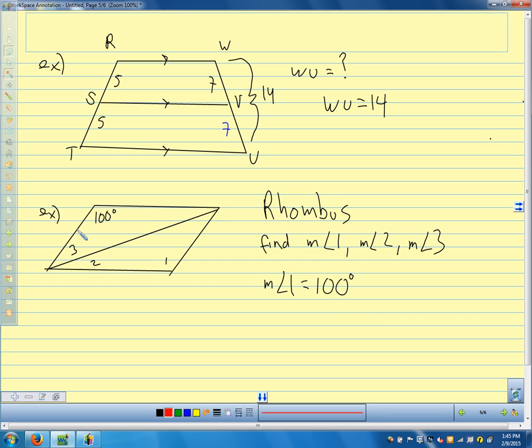If this angle is 100, what are angle 2 and 3 together? So these 2, the consecutive angles are supplementary. So together they're 80 degrees. So what does each one have to be? 40. Because the diagonals of a rhombus bisect the angles. So measure of angle 2 equals measure of angle 3 equals 40.